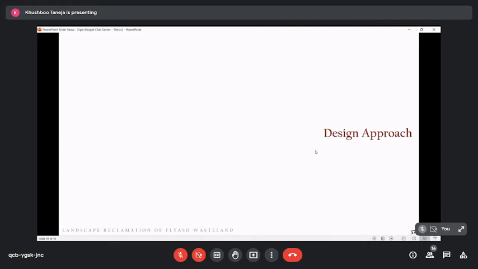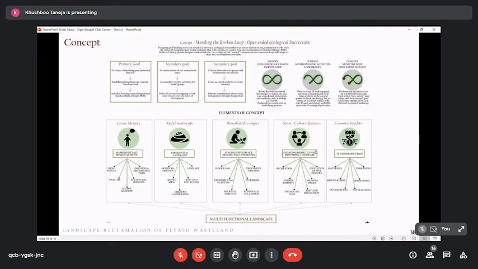Moving on to the site design. My design concept was to mend the broken loop. We know that ecological succession here is an infinite loop. This loop was broken due to anthropogenic activities. What I intend to do is to mend the loop, and we are mending it through revegetation strategies.